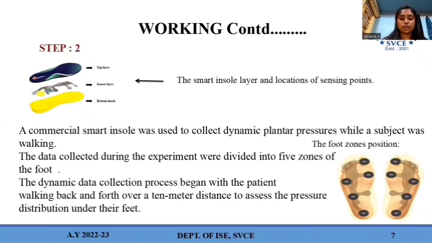These sensors were connected to the microcontroller using a voltage divider circuit. The output was then connected to a 10-bit analog to digital converter. The circuit was adjusted for each sensor to operate over a full force range of approximately 0 to 20 kg, with a response time of less than 10 µs. The sampling rate was 20 hertz. The dynamic data collection process began with the patient walking back and forth over a 10-meter distance to assess the pressure distribution under their feet. This real-time measurement was transmitted to a smartphone through Bluetooth, then recorded on a database server for further analysis.